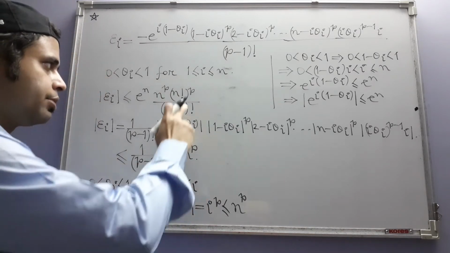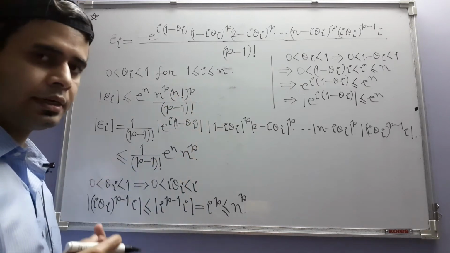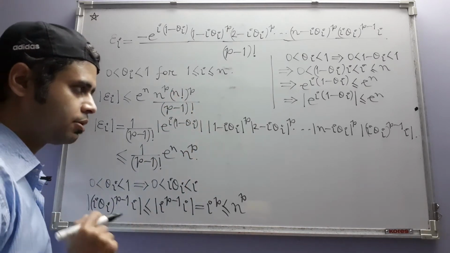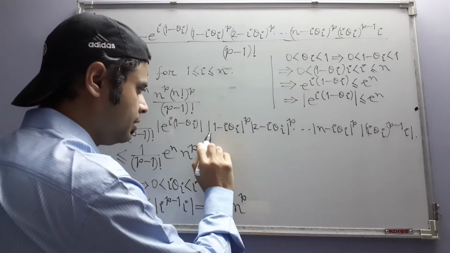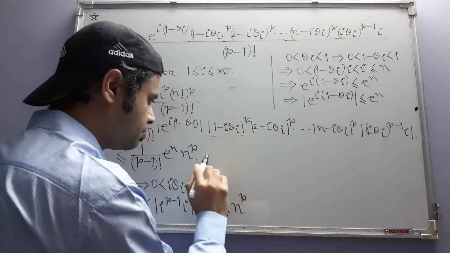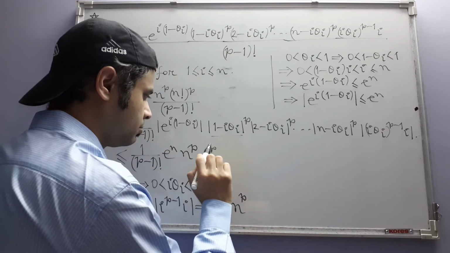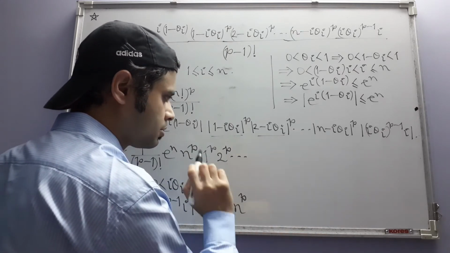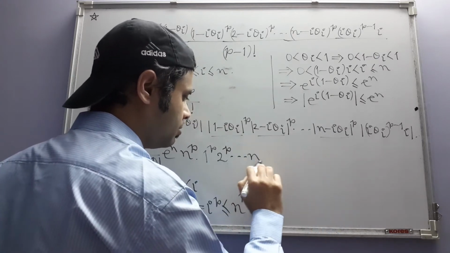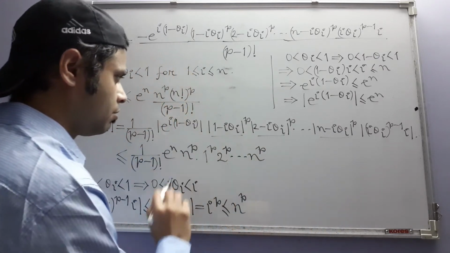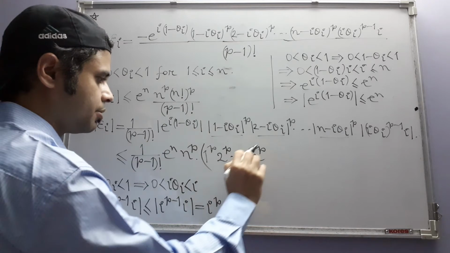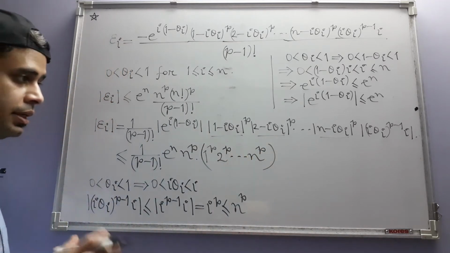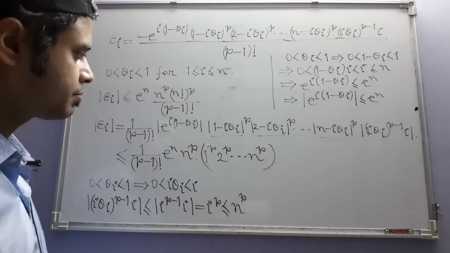Then looking at this, it is clear what the author has done. He has replaced this with 1, this with 2, etc., this with n, and obtained n factorial to the power p. But here there is a problem.